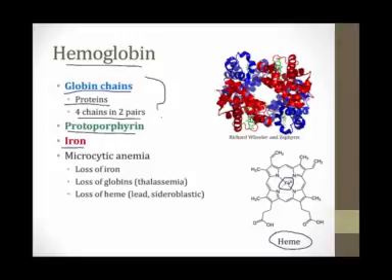So once you understand these three components of hemoglobin, it's very easy to understand the microcytic anemias. Some of them are caused by loss of iron, some are caused by loss of globin chains, these are called thalassemias, and some are caused by inability to produce heme molecules. This occurs in lead poisoning and sideroblastic anemias.